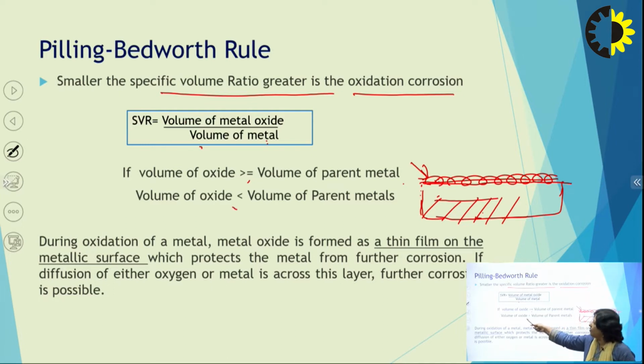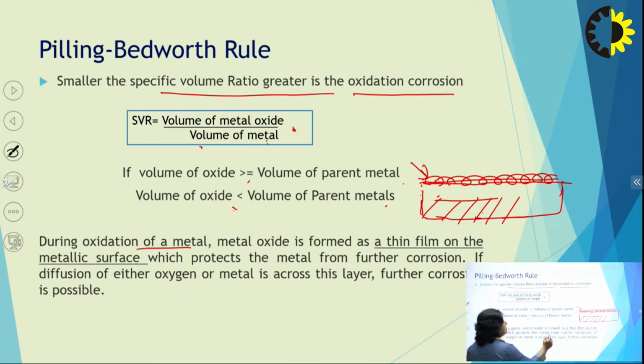And if the volume of the oxide layer is less and the volume of the parent metal is more, then corrosion will be more. So the more the volume of metal oxide, the lesser the corrosion, right? We will see how when we see the types of oxide film. Generally during oxidation, a metal oxide is formed as a thin film on the metallic surface, which protects the metal.